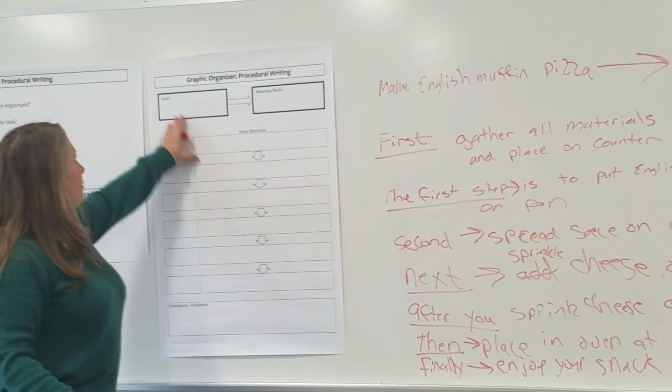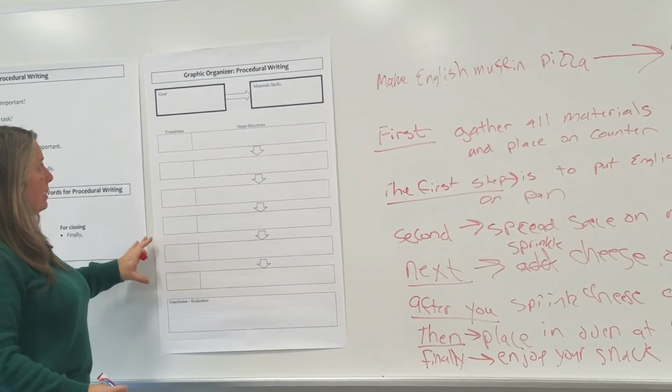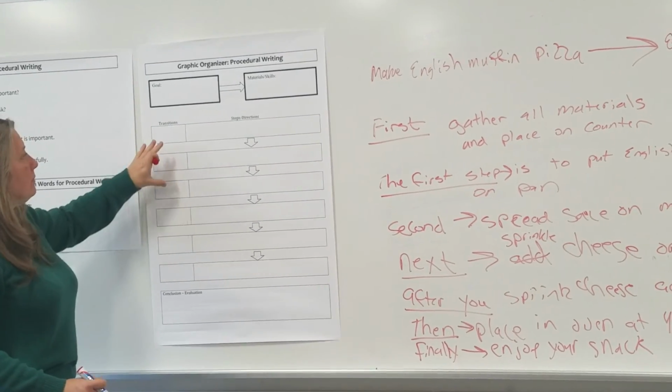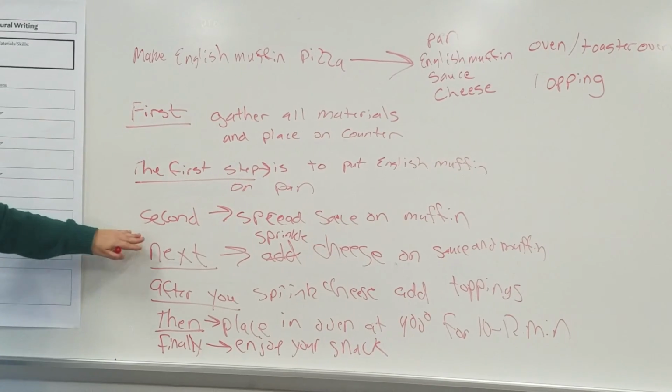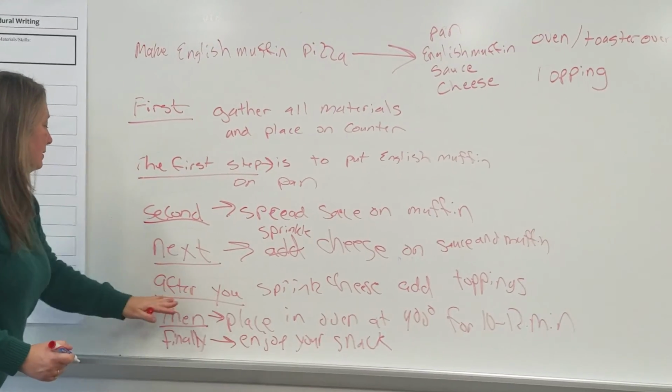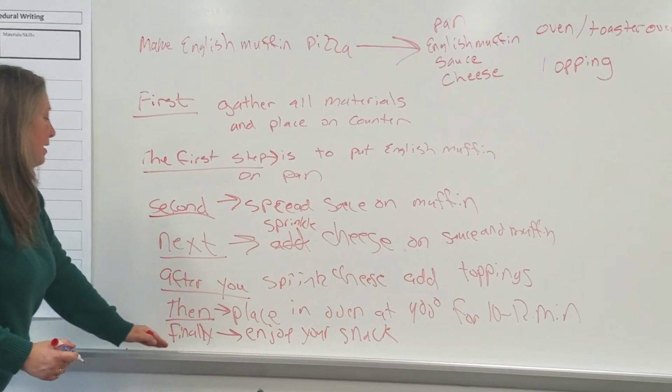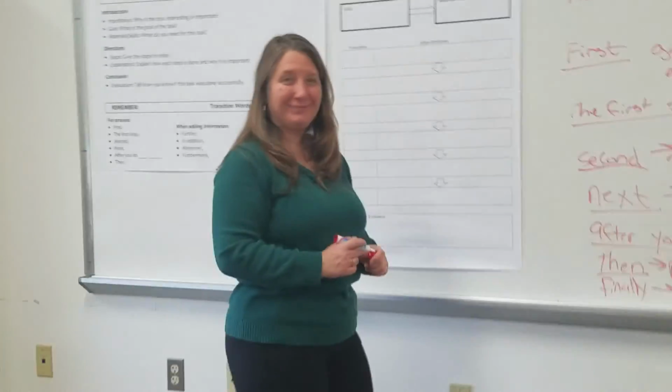This concludes the graphic organizer part of the planning stage of your writing. We have all the transition words. First, the first step. Second, next, after you, then and finally. Now it's time to write.